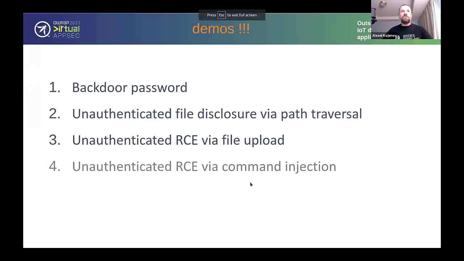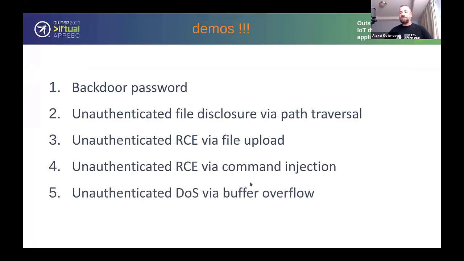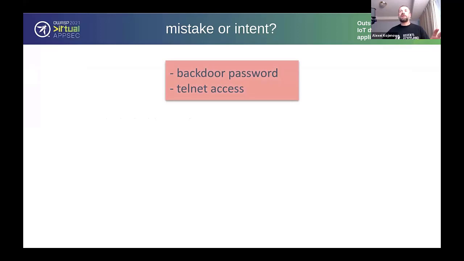I hope you were all able to follow this. Now, I want to put all these vulnerabilities in three different buckets. The red bucket contains the intentional issues. So somebody decided to leave a backdoor and somebody decided to leave telnet open. This is red. This is unacceptable.